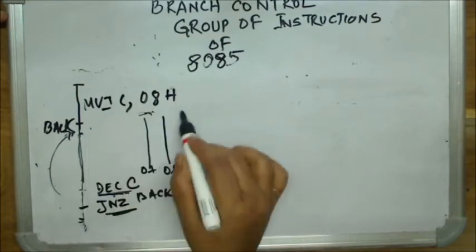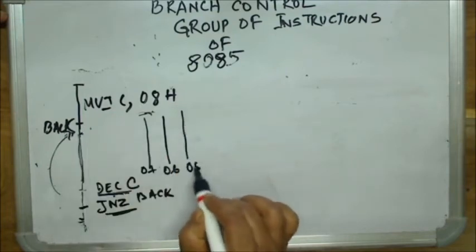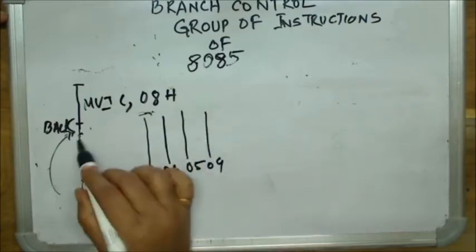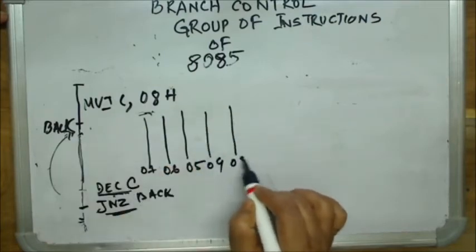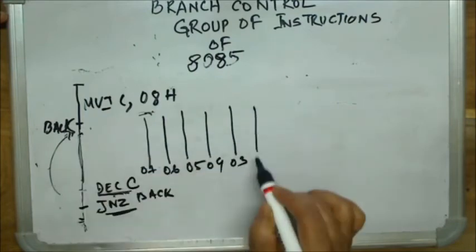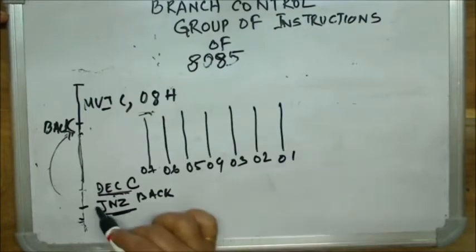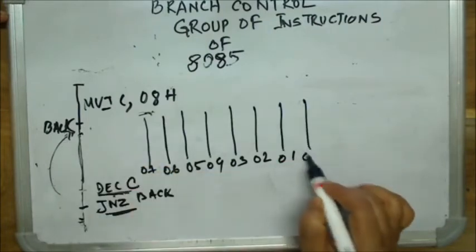And when it comes to DCR C, again C will be decremented to 6. Again it will go back. Again C will be decremented to 5. Again it will go back. C will be decremented to 4. Again it will go back. C will be decremented to 3, then 2, then 1, and then C will be decremented to 0.